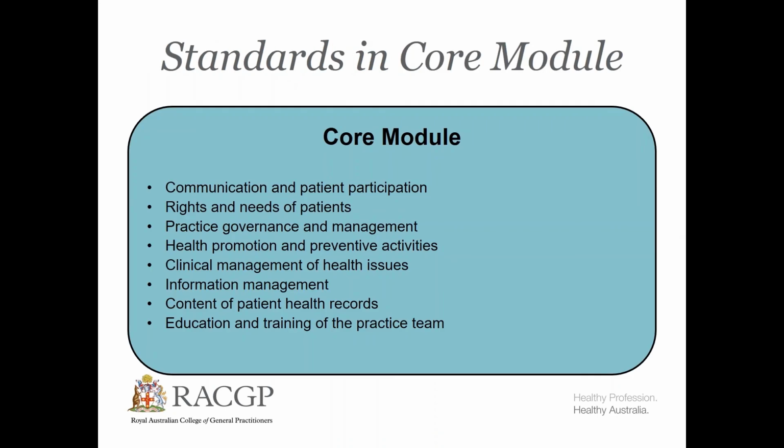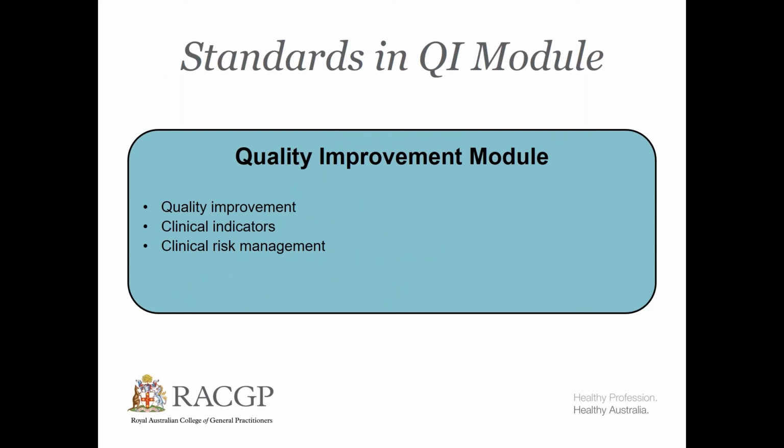So the core module is made up of 8 standards and is relevant for all healthcare settings, like I mentioned, and a few of them we've got in the list there: information management, content of patient health records, rights and needs of patients. The quality improvement module is also relevant for all healthcare settings and is made up of 3 standards. So the quality improvement module includes patient feedback, the clinical indicators relating to recording of allergies and health summaries, and clinical risk management, which includes safe and quality use of medicine, adverse events, and managing and responding to near misses.